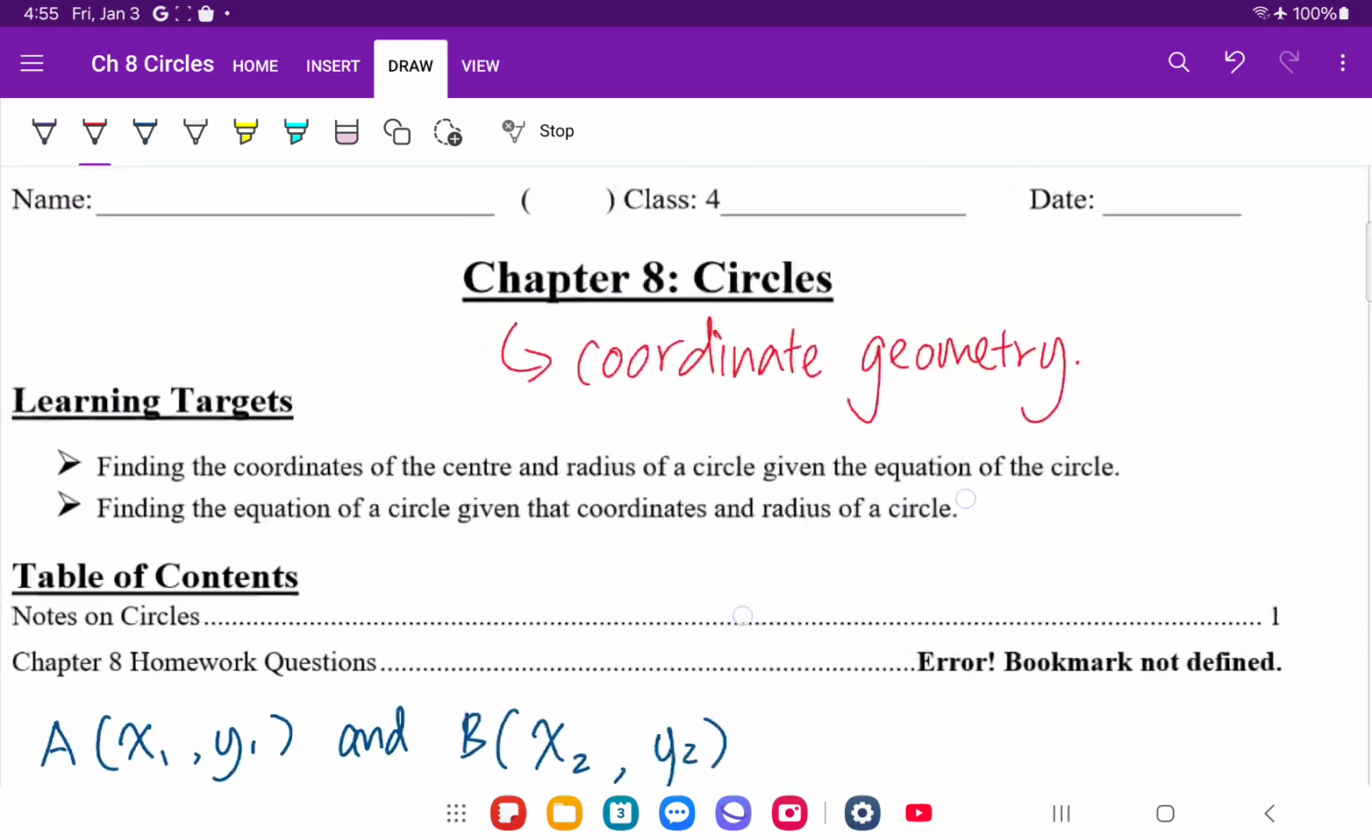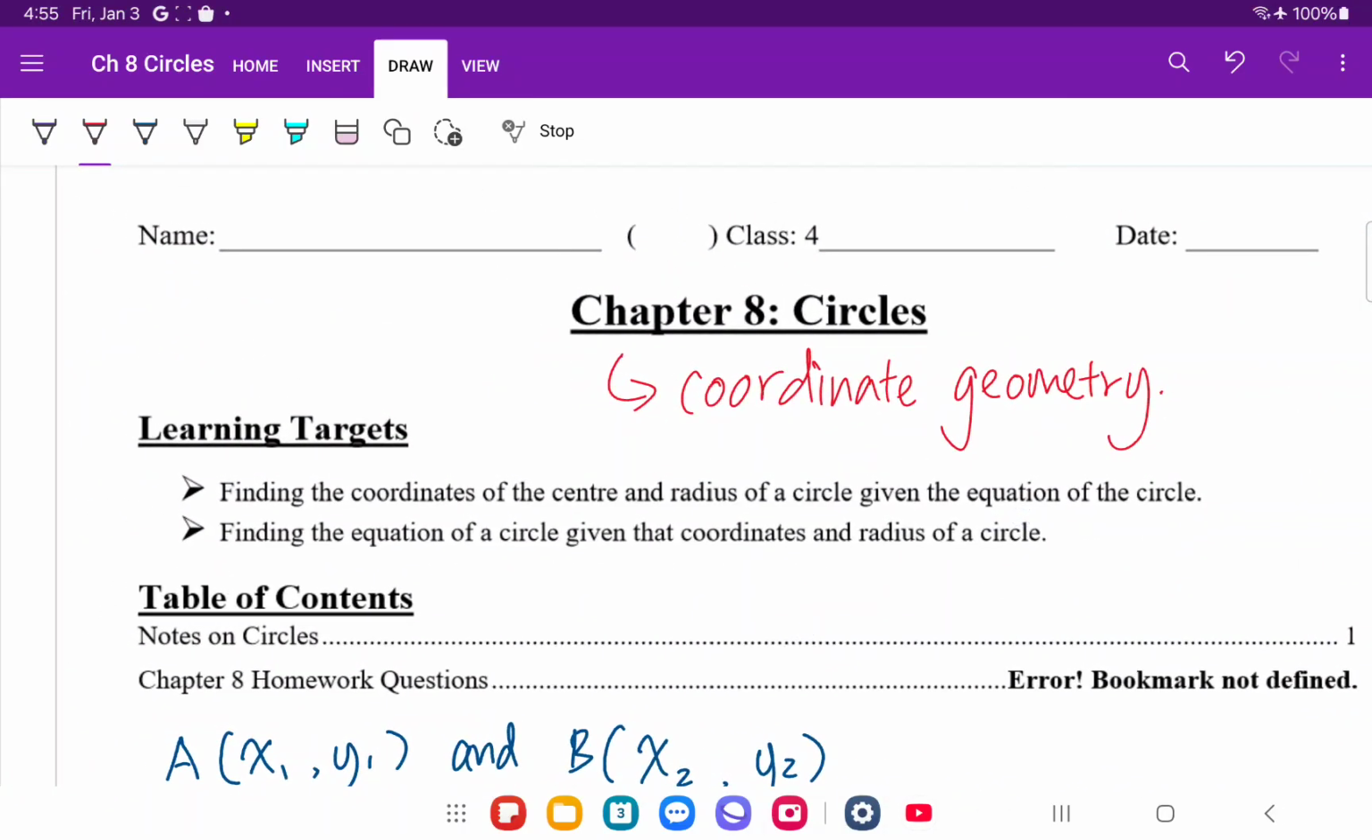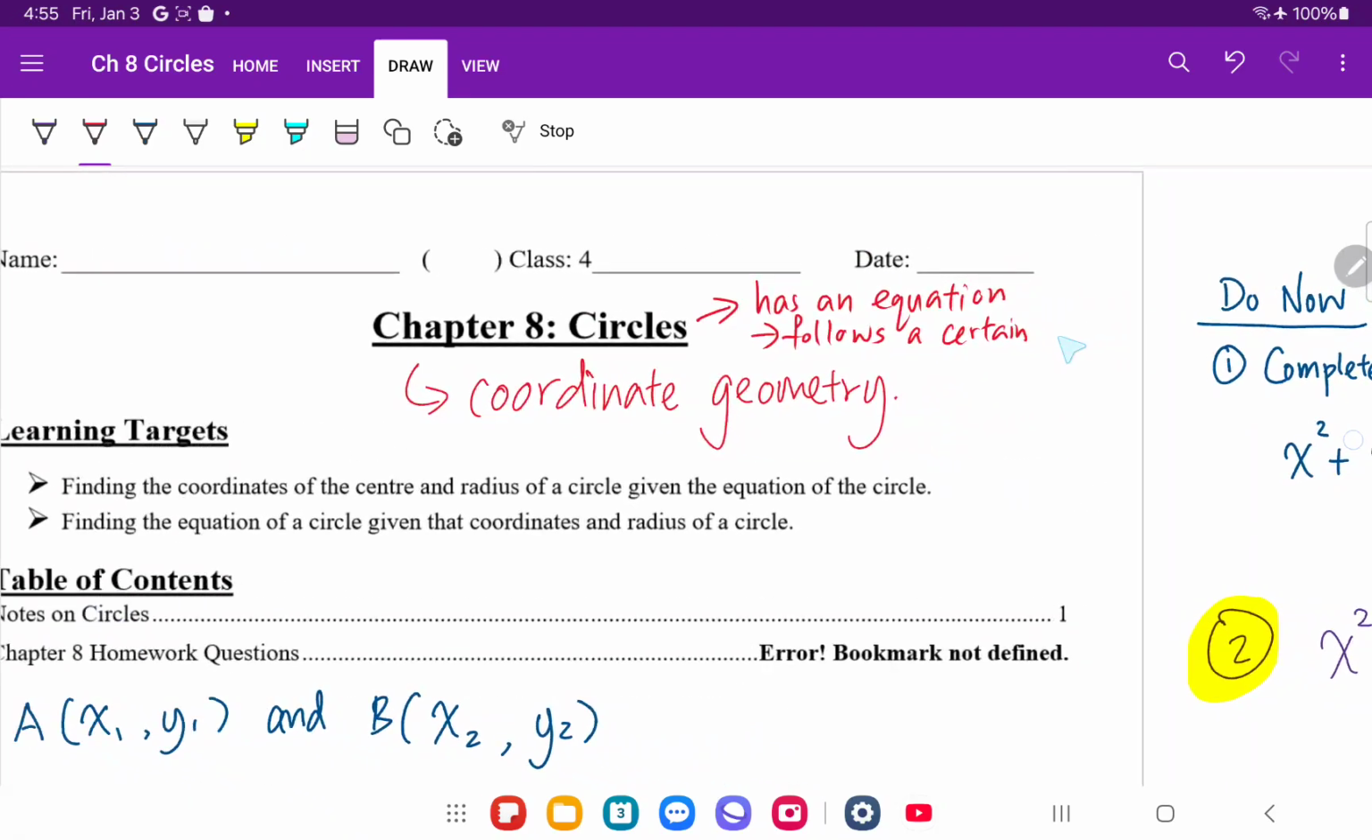Now for chapter 8, the chapter talks about circles. Now circles also have equations. Okay, a circle has an equation. And the equation has a certain format. Okay, it follows a certain format. You will learn about the format in a short while. Now, what do I mean by follow a certain format? Let's recall a few things.